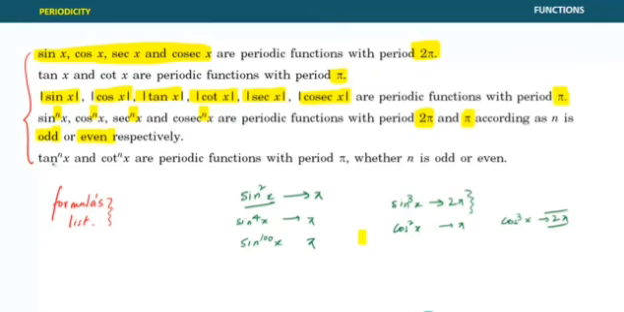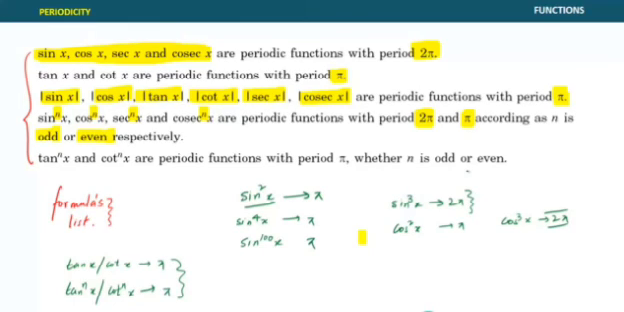And for tan and cot, we already knew that tan x and cot x had their period as pi. So even if you raise their power by n, cotⁿx and tanⁿx, the answer will still remain pi. Don't worry about them, whether n is odd or even.